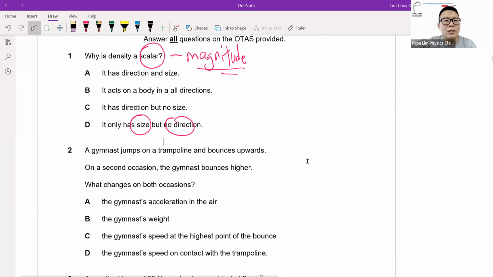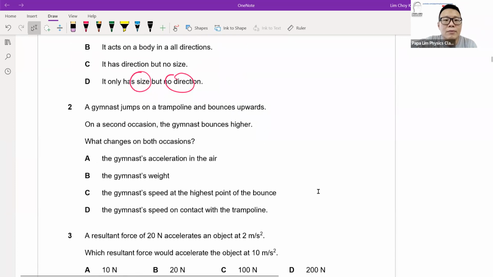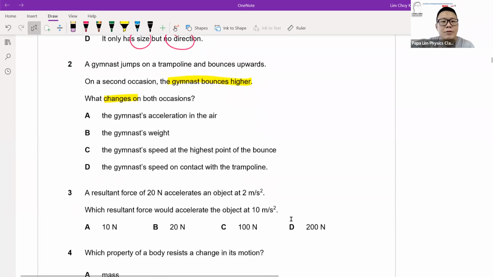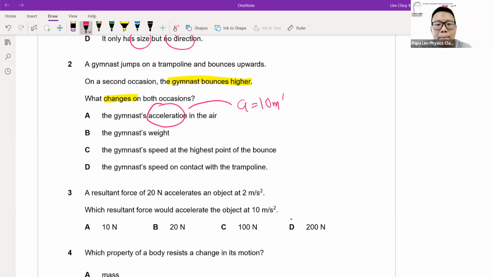Now, question 2 is about gymnastics, bouncing up and down. The question says that on the second try, it bounced higher. What changes on both occasions? First, the acceleration of the object in air. The person jumping in the air is experiencing what we call free fall. In free fall, the acceleration is a fixed number, equal to 10 meters per second squared. So this number is a constant, it doesn't change.